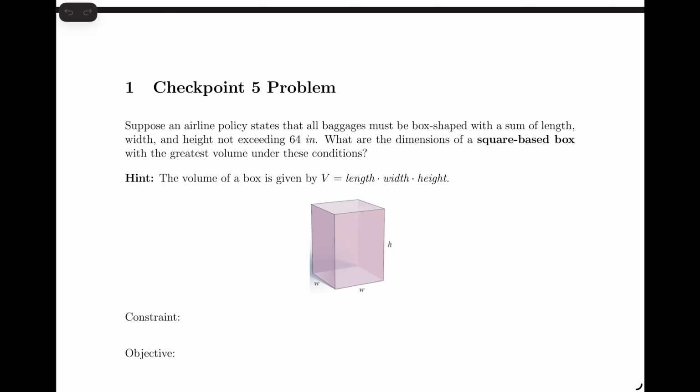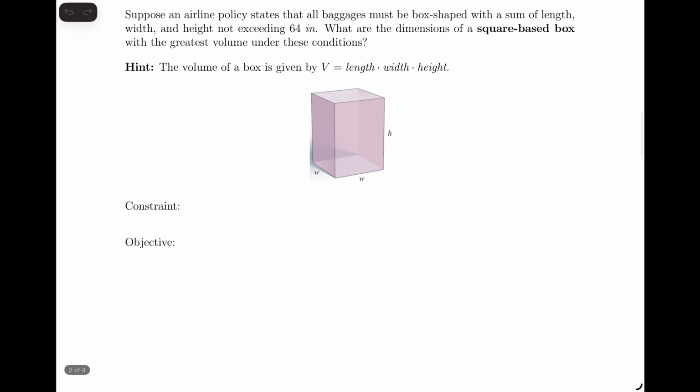Okay, let's jump in. We have an airline policy that says all bags must be box-shaped with the sum of length, width, and height not exceeding 64 inches. We need to figure out the dimensions of a square-based box with the greatest volume. So, optimization problem. The volume of a box is length times width times height, but in the picture below we can see, since it's a square-based box, it's effectively width squared times height.